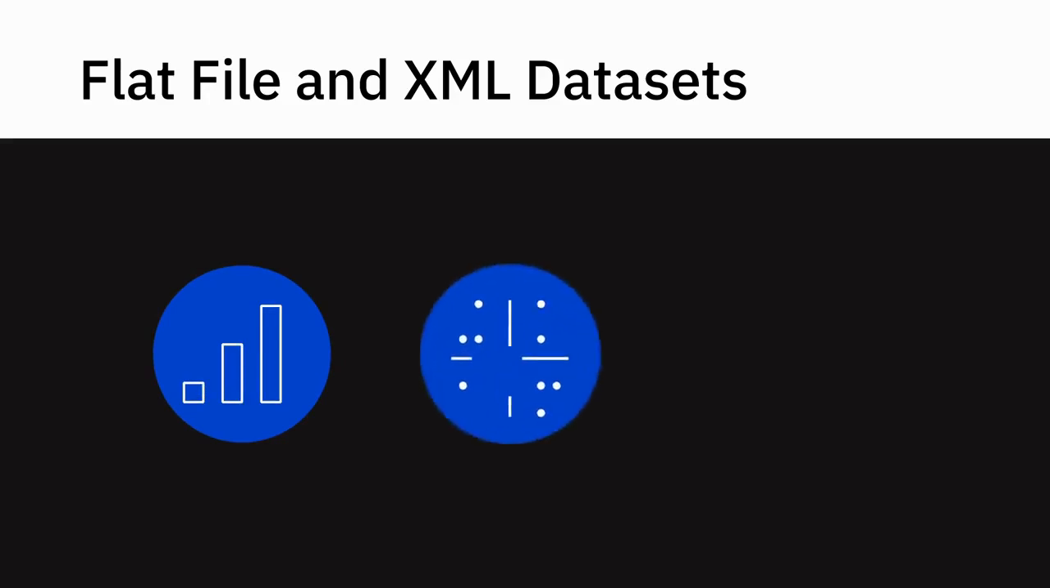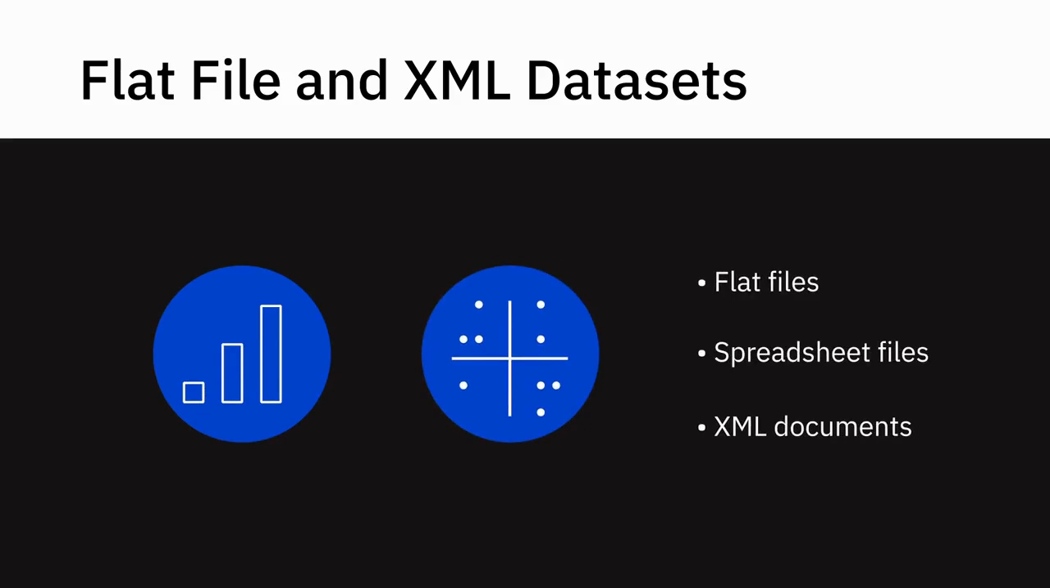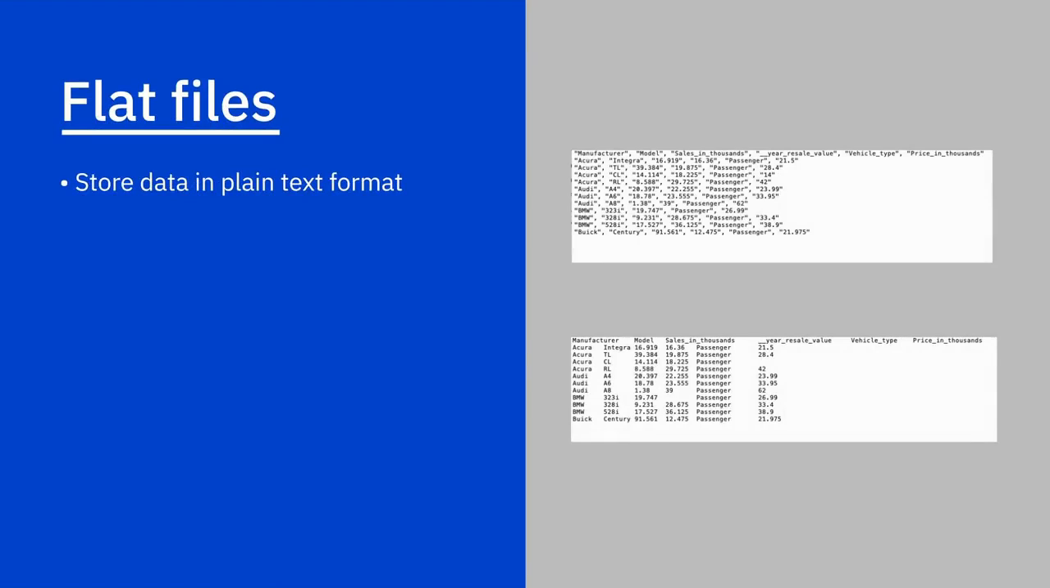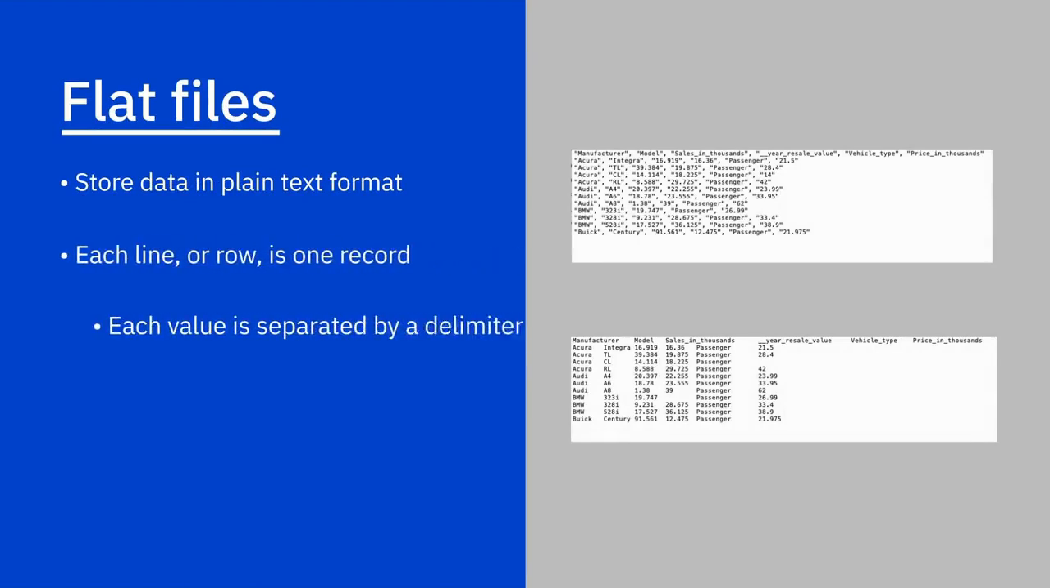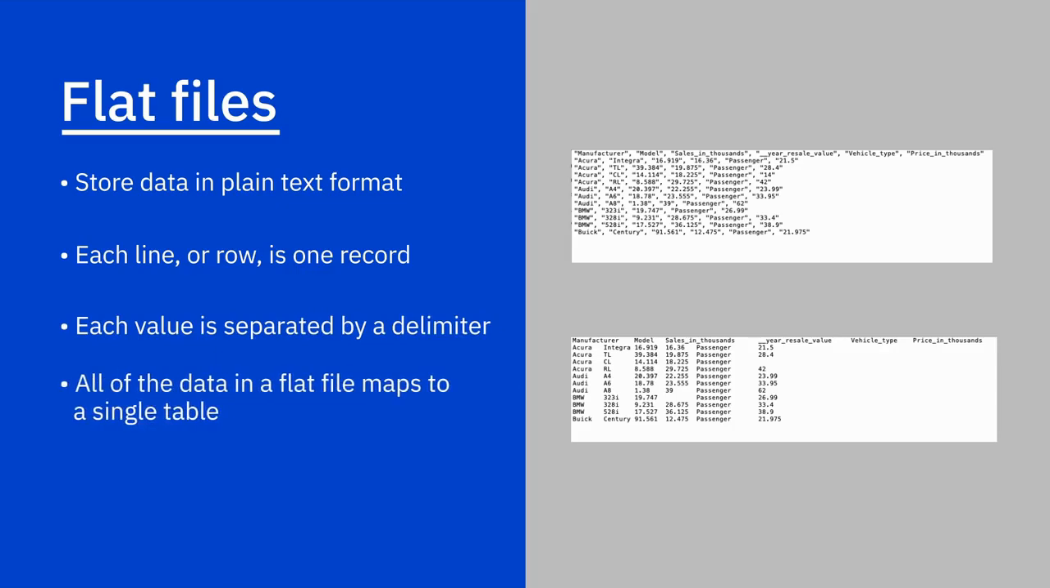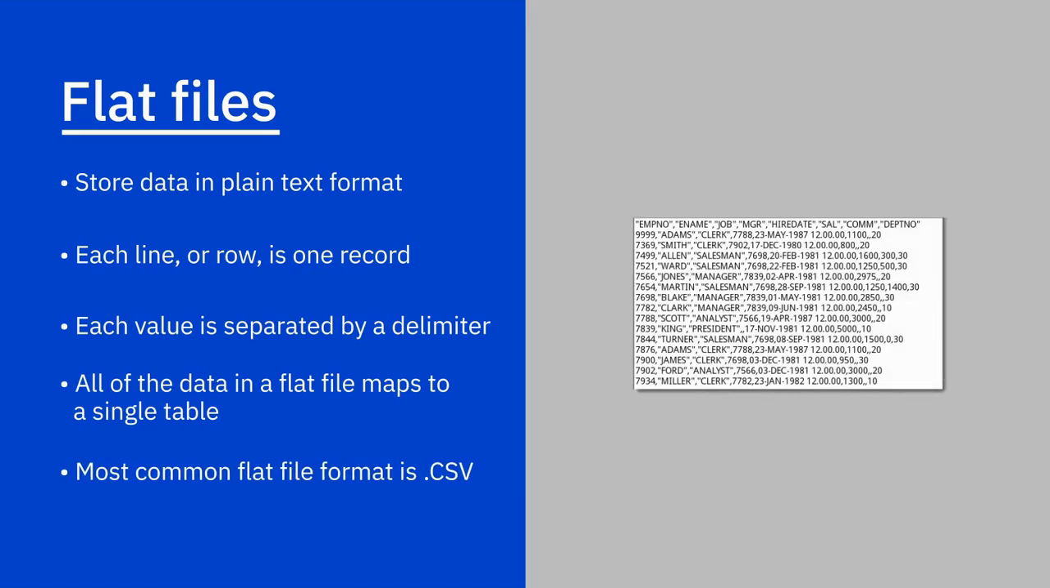Such datasets are typically made available as flat files, spreadsheet files, or XML documents. Flat files store data in plain text format, with one record or row per line, and each value separated by delimiters such as commas, semicolons, or tabs. Data in a flat file maps to a single table, unlike relational databases that contain multiple tables. One of the most common flat file formats is CSV, in which values are separated by commas.